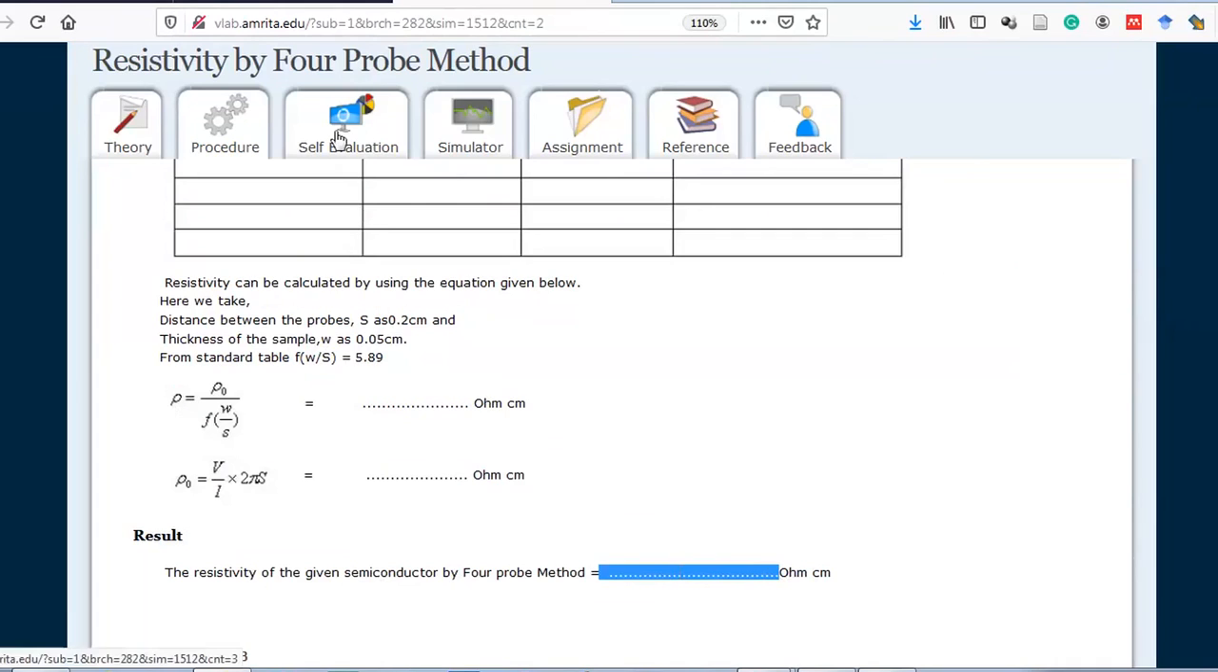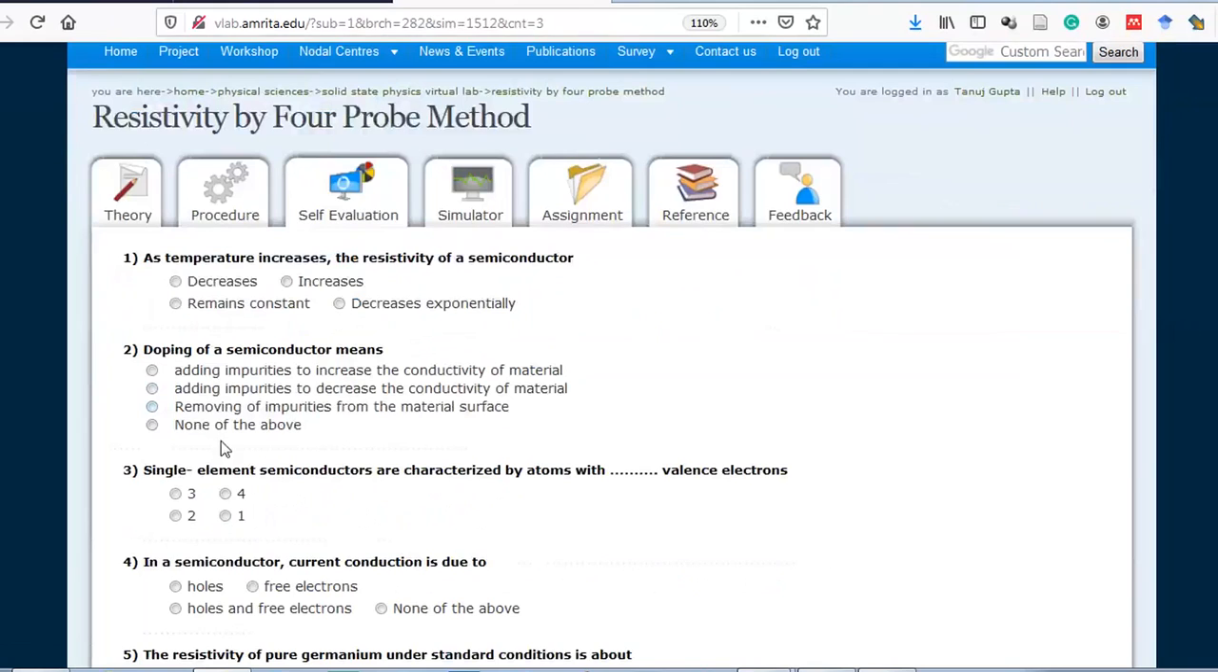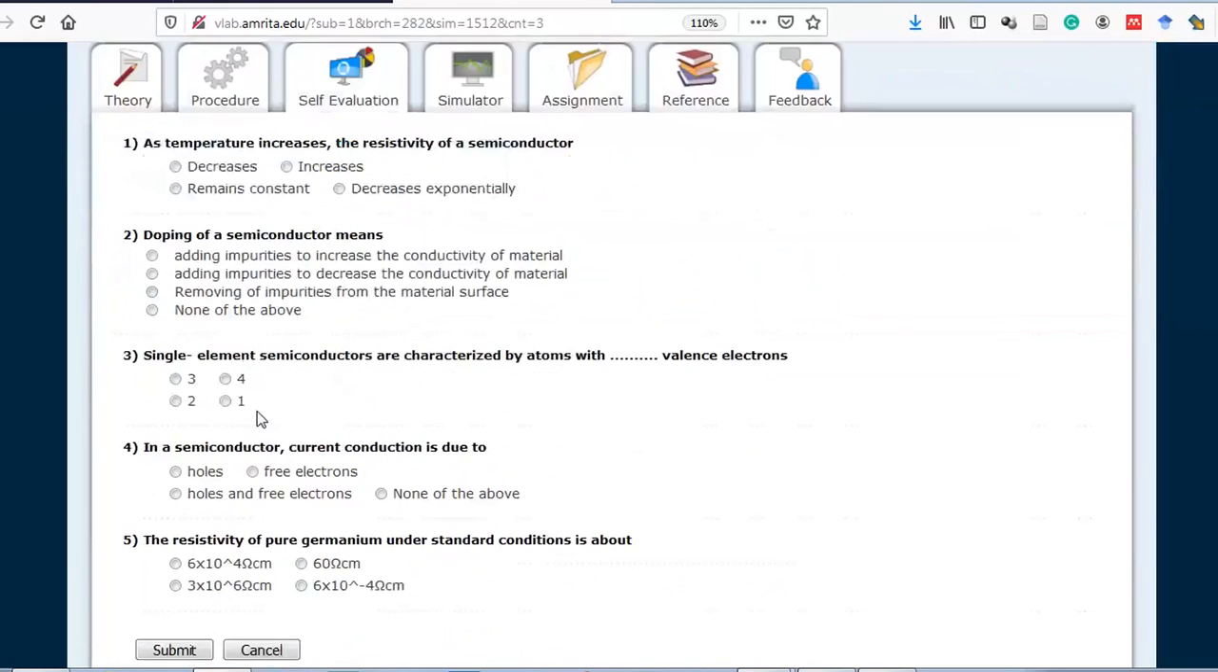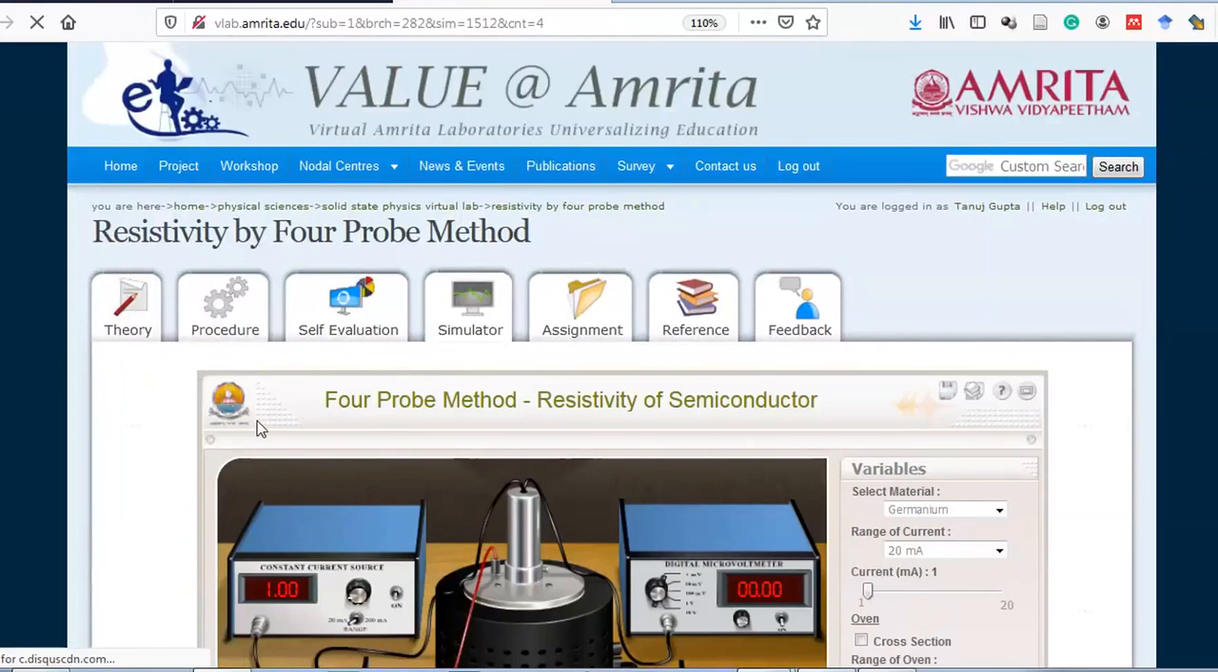Again, I suggest you go through it carefully from both parts, because then only will you be able to perform the third component, that is self-evaluation. If you've gone through it properly, you must be able to select the correct answer for these MCQs. So just check your understanding of this experiment, click on submit to see the answer. And then you come to this simulator part. This simulator will open up.